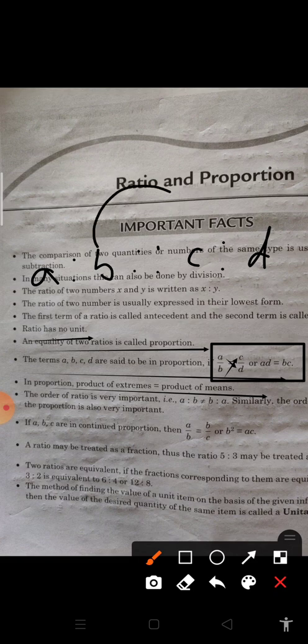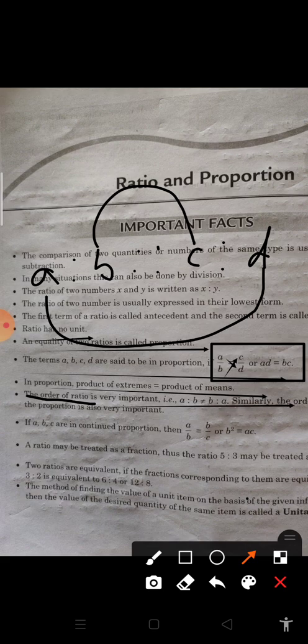Means are the two middle terms B and C, and extremes are the two numbers on the outer side. बाहर की तरफ दो नंबर होते हैं it is called extreme, और अंदर की तरफ जो दो नंबर्स होते हैं it is means. So the product of means is equal to the product of extremes. The order of ratio is very important, that is A ratio B is not equal to B ratio A.